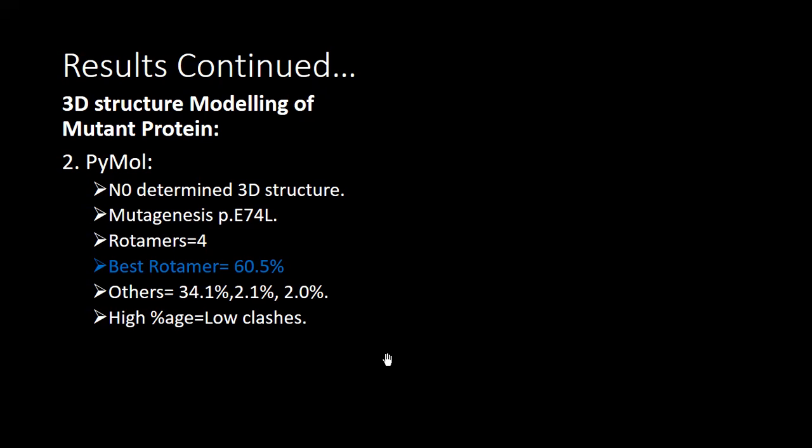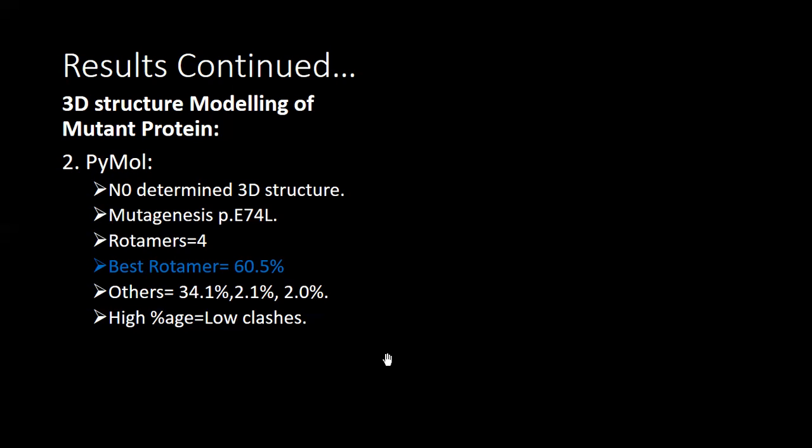So I also did the mutagenesis of p.E74L. E means glutamic acid, and 74 is the position of the amino acid where glutamic acid changes into leucine. I did the mutagenesis and found 4 different rotamers. Rotamer means the different position of the amino acid inside the 3D structure. The best rotamer was 60.5%, meaning the greatest change occurs due to this position, these angles of the amino acid.